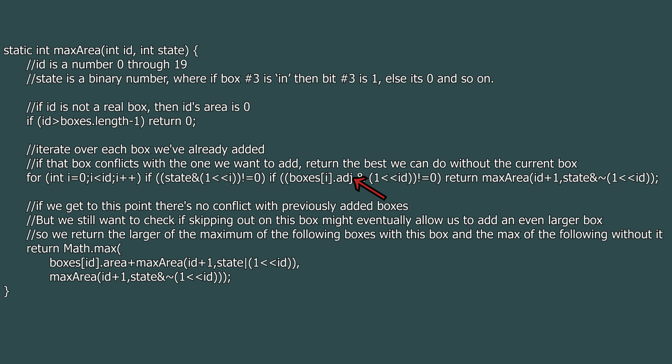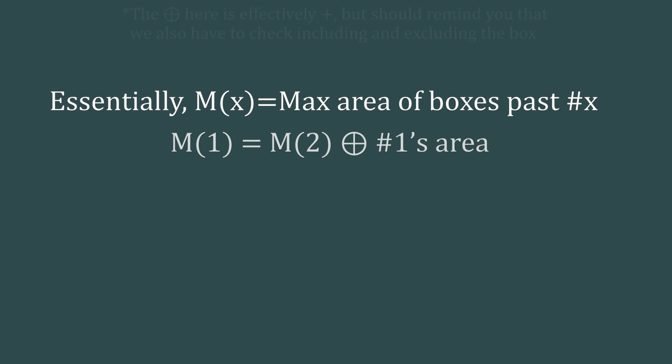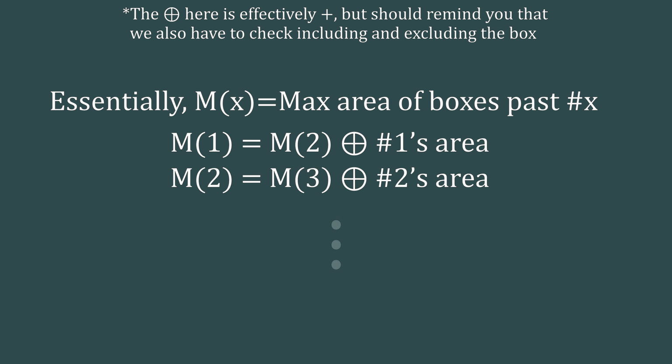If the box that we're thinking about adding conflicts with anything already in, then we just return the best result without it. If it doesn't conflict, then we return whichever is the maximum of the best with it, plus its area, or the best without it. If we ever get to the point where we're considering a box that doesn't actually exist, you can just return 0, because the lack of boxes is no area. And the recursion at that point will start to unwrap itself. When you explain it like that, it sounds extremely basic, and it really is.